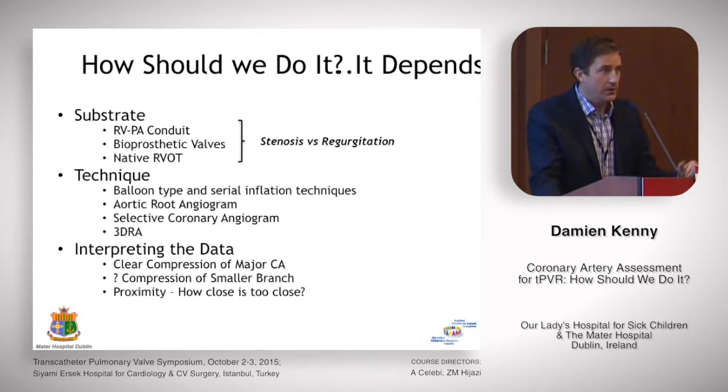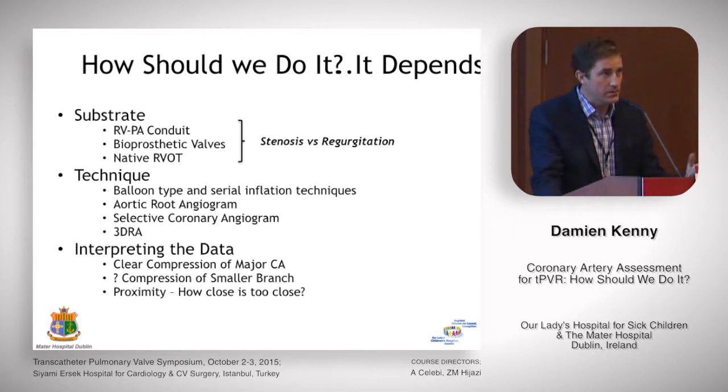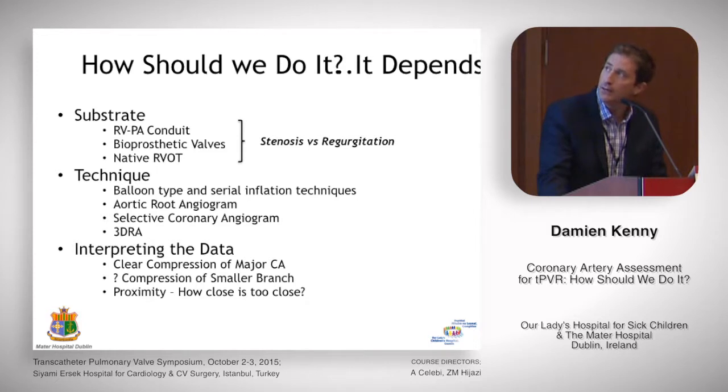When there's clear compression of the coronary arteries, it's an easy call. I think probably most of us would hopefully consider bailing out at that stage. What about if there's compression of one of the smaller branches, or suspected compression of one of the smaller branches? What should we consider doing? And then I suppose the final question is, what about proximity? Because this is the problem that we're left with most of the time: well, it looks kind of close. How close is it? How close is too close? And I think that is a challenge for us all to determine.